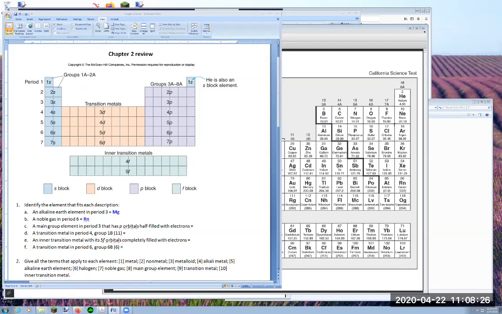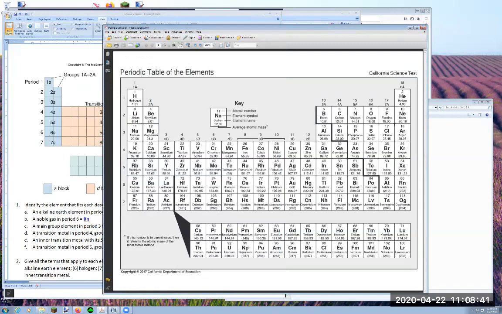And so you need to count until you have 3, right? Because half of 6 is 3. So you need to count 1, 2, 3 until you reach the third element in that third row. So the third row here is sodium, magnesium, then aluminum, that's 1 electron in a p orbital, silicon, 2 electrons, and phosphorus is when you have 3 electrons in the p orbitals. So that would be phosphorus.